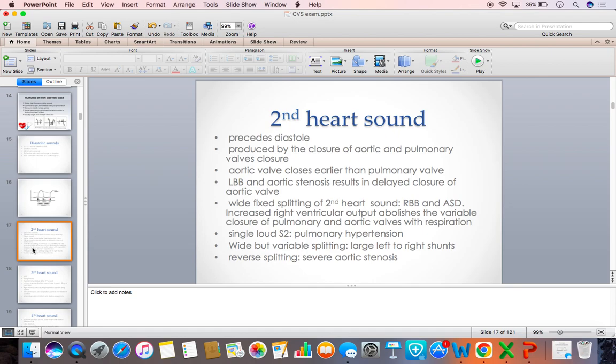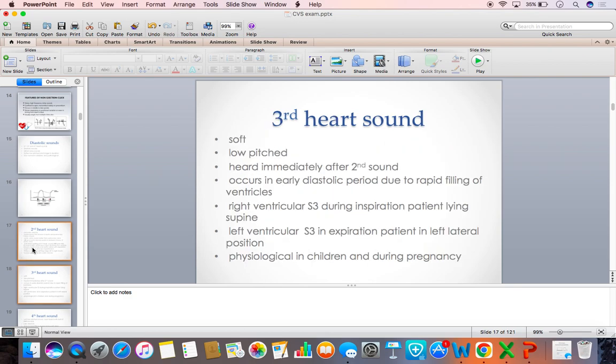Abnormal second heart sound is always pathological, right? It could be single or loud, associated with pulmonary hypertension. It could be wide and fixed split, which is the diagnosis of atrial septal defect. Wide and variable in large left to right shunts. This we are going to touch upon while we are dealing with the murmurs and the related lesions.